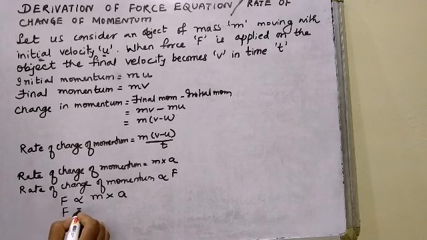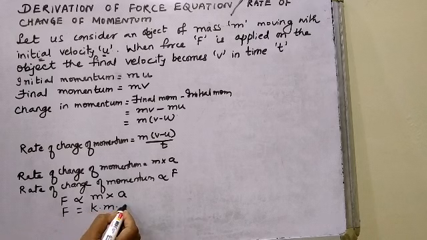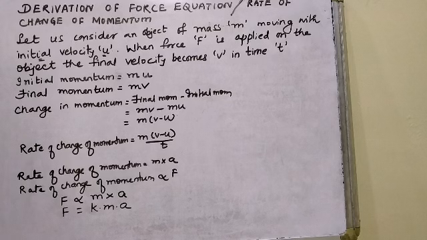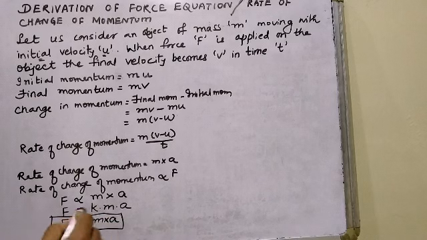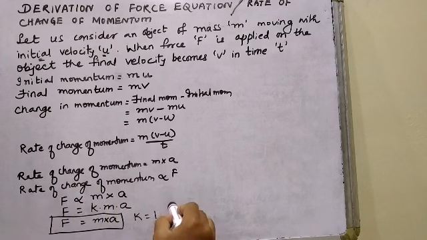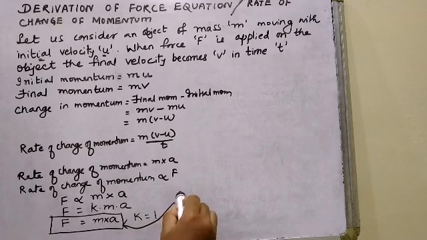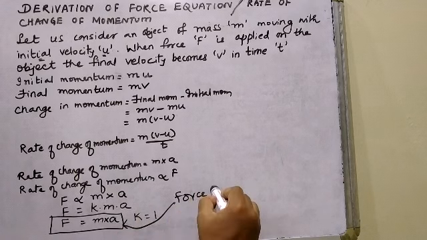So if we remove the proportionality sign, you know that we have to take a constant, and let that constant be k. So k is the proportionality constant. So F will be equal to k into ma. Now if I put k equal to 1, I will get force is equal to mass into acceleration, where I have taken the value of k equal to 1. So this equation, that is F is equal to m into a, is called the force equation.